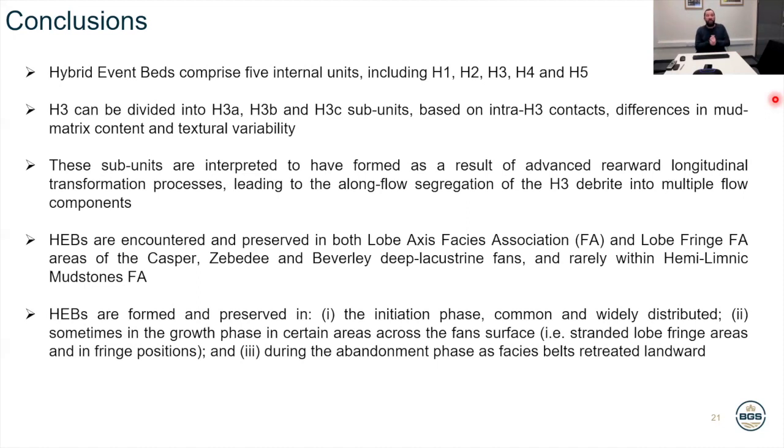And finally, HEBs are formed and preserved in the initiation phase, where they're common and widely distributed in the data that we have. They're sometimes in the growth phase in certain areas on the fan surface, like the stranded lobe fringe areas and fringing positions. That's lateral fringe and frontal fringe. And then you also see them during the abandonment phase as the facies belts retreat landward in certain parts of the fan and not so much in others, which is another interesting thing to explore and understand further.